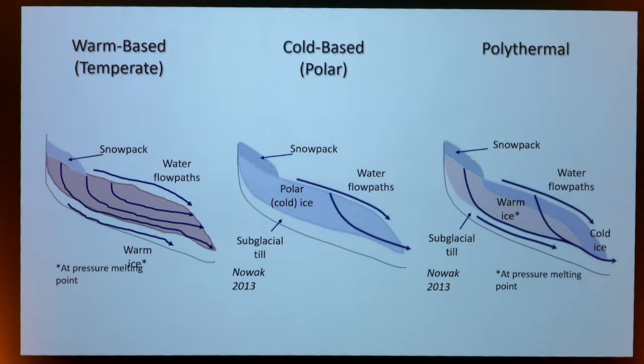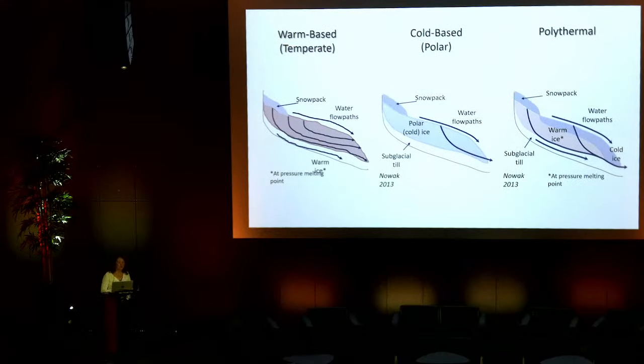Cold-based or polar glaciers are kind of the opposite. They're frozen to their bed. The ice is below the freezing point throughout. And the water, when it does exist in the system, is generally a top-down melting situation. So you can see in the height of the summer season, you would see water flowing over the top and occasionally making it close to the bed through conduits in the glacier.